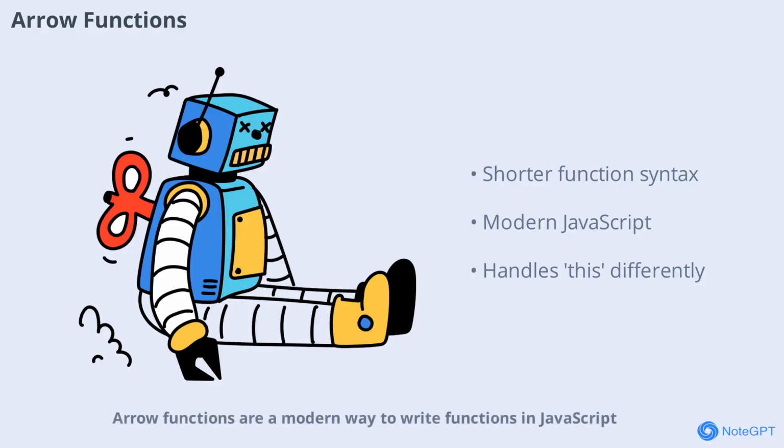Arrow functions are a modern way to write functions in JavaScript. Introduced in ES6, they offer a shorter syntax and handle the this keyword differently than traditional functions. Arrow functions are especially useful for concise code and are often used in callbacks or array methods. Understanding when and how to use arrow functions will make your code cleaner and more modern. Let's compare traditional and arrow functions to see their differences and best use cases.